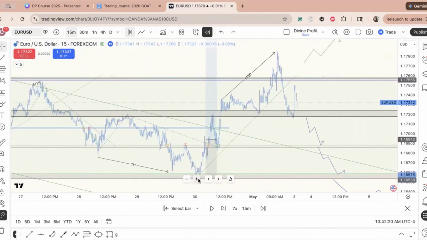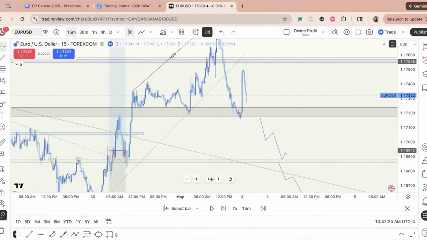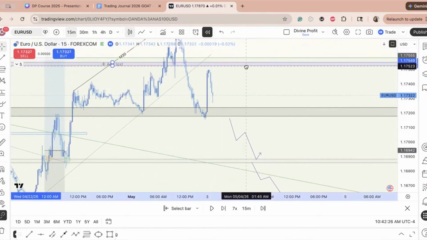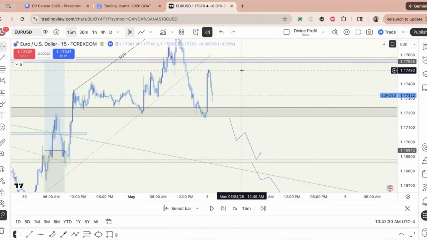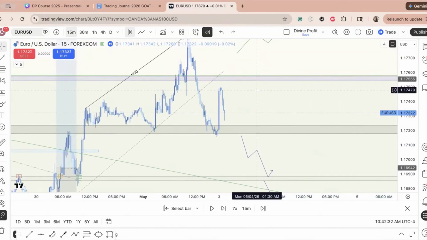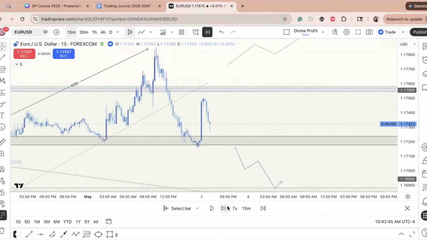When it came to entries, I mainly get my entries on the M30, M15 time frame. So for this trade in particular, I was really just waiting for price to break below this zone. And then I was going to get my sell entry. So let's let this play out.